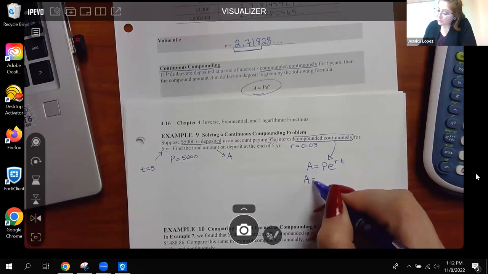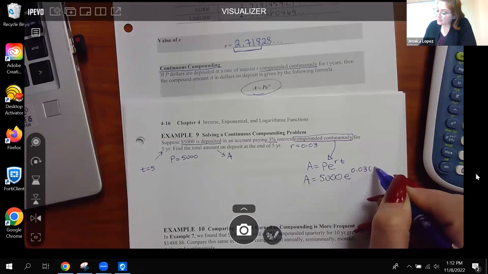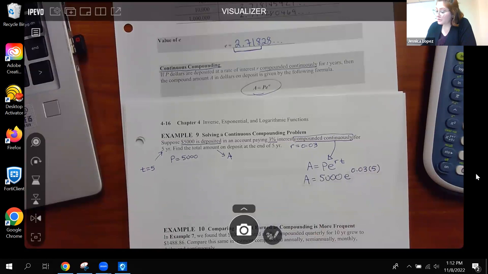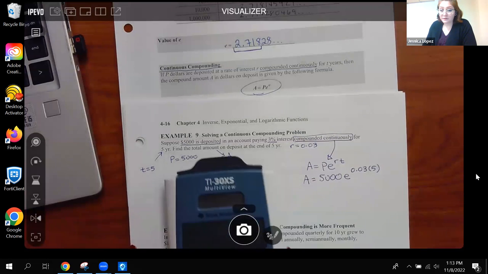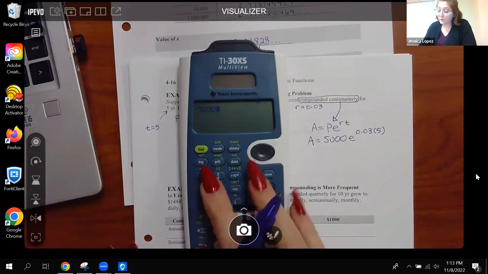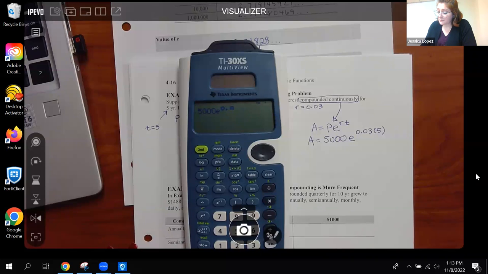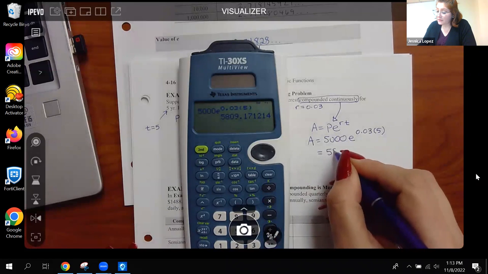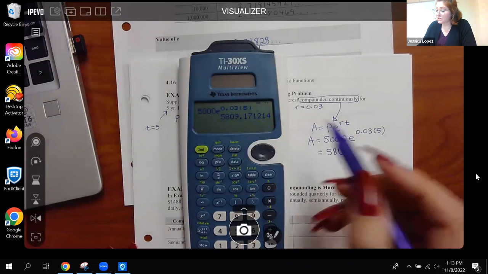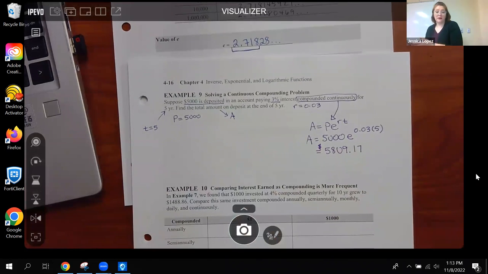So we're going to take the P and plug it in, take the R and plug it in, and take the T and plug it in. Okay, R and T have to get multiplied, so I used parentheses to make sure that I multiply those. And we'll put that in the calculator. So clear, 5,000. Remember that button? I have to hit second and then this button. We get the little E and I can type in my decimal times 5. And I get 5809. This is money, so the .1 is not going to change the 7. And so that's how much will be in the account after that time.